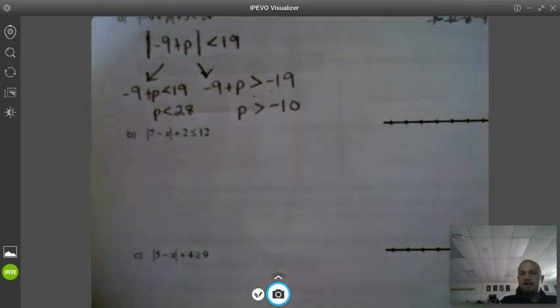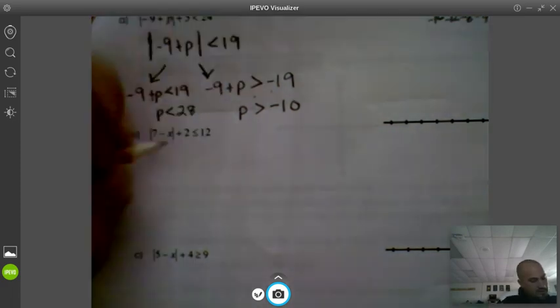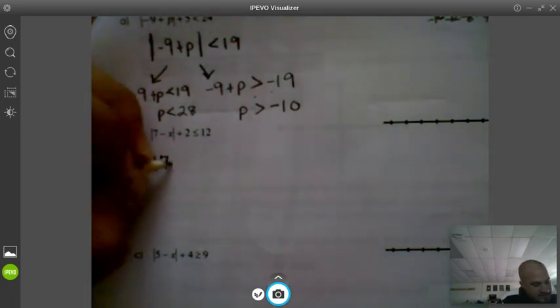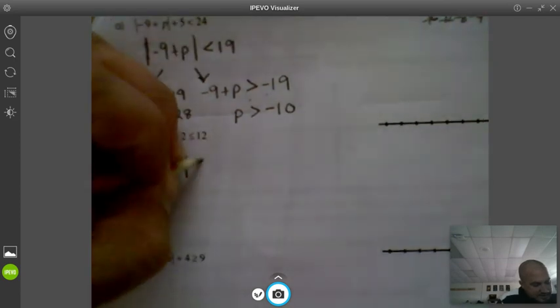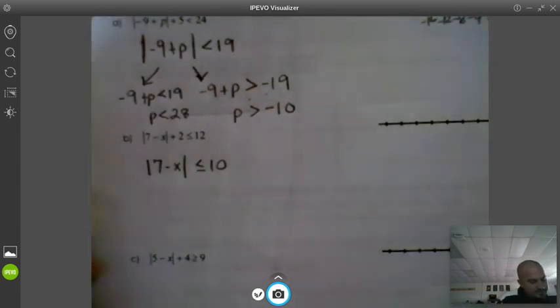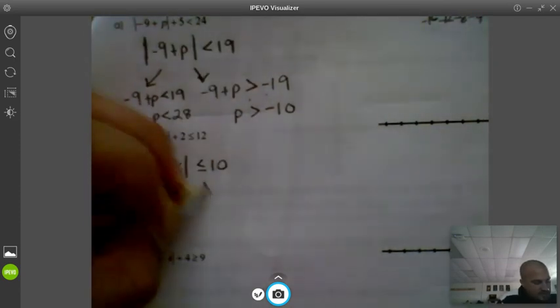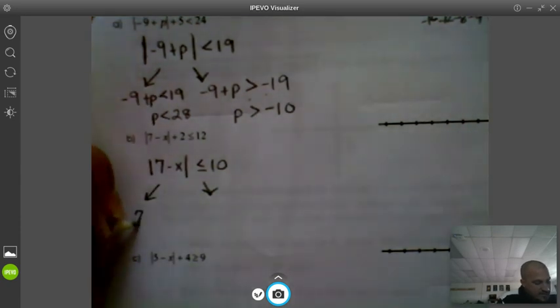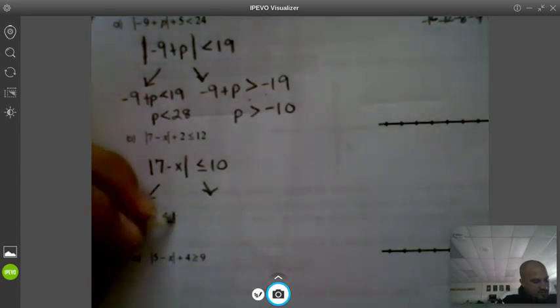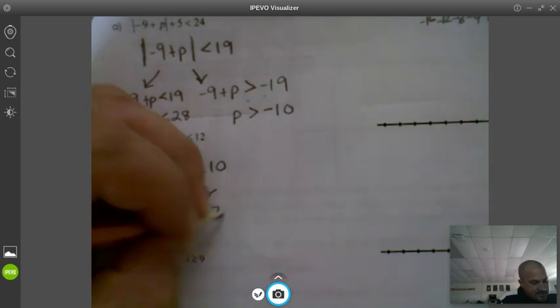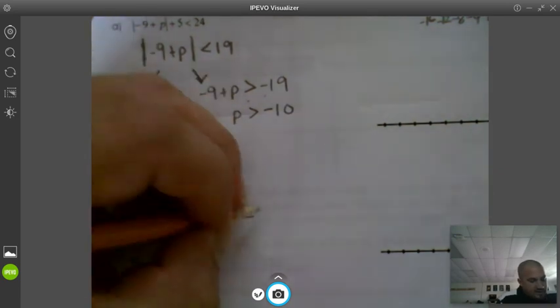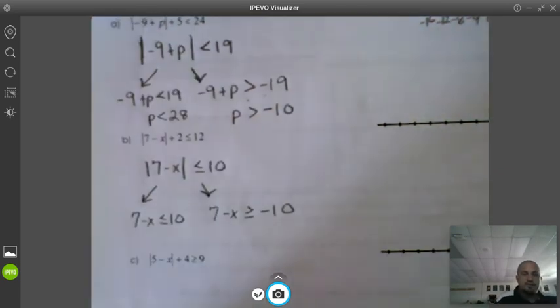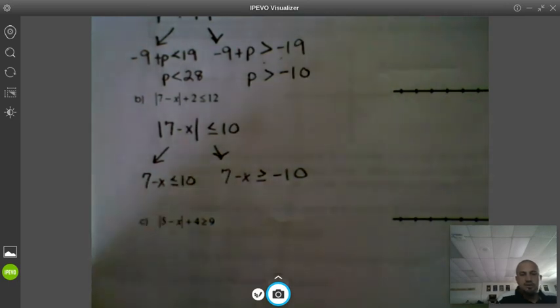First step, we want to isolate absolute value. We want to get it by itself, so we want to subtract 2. So the absolute value of 7 minus x is less than or equal to 10, and then we want to split it up. So 7 minus x is less than or equal to 10, and 7 minus x is greater than or equal to negative 10. Those are our two inequalities.